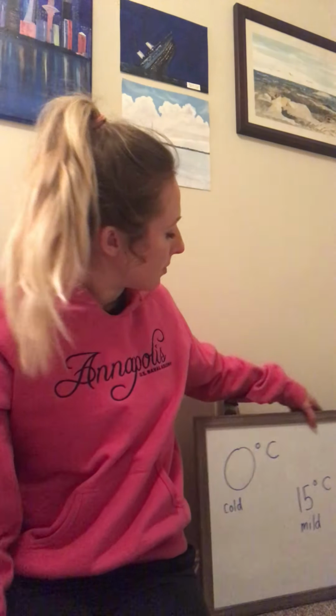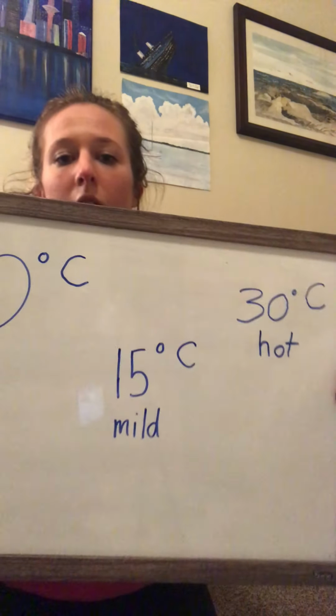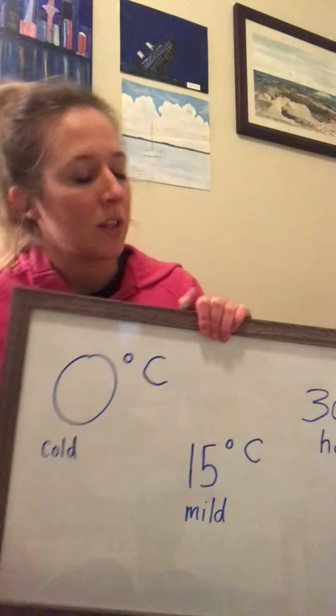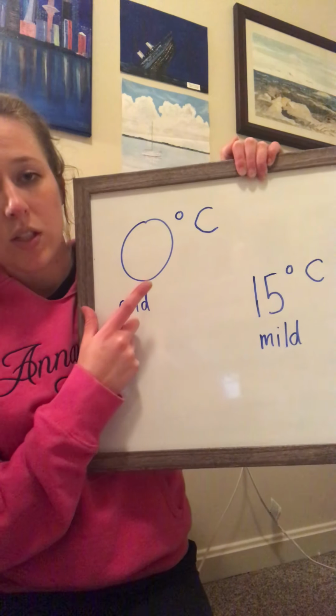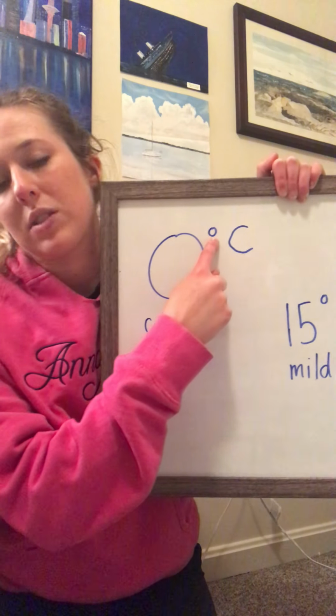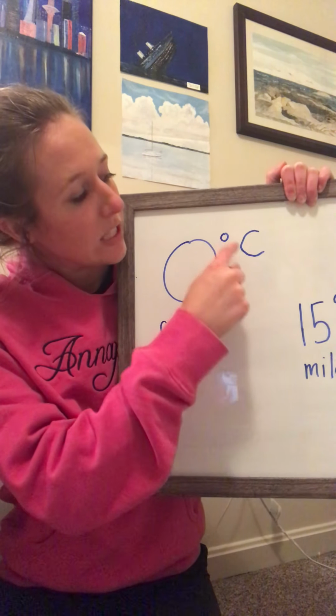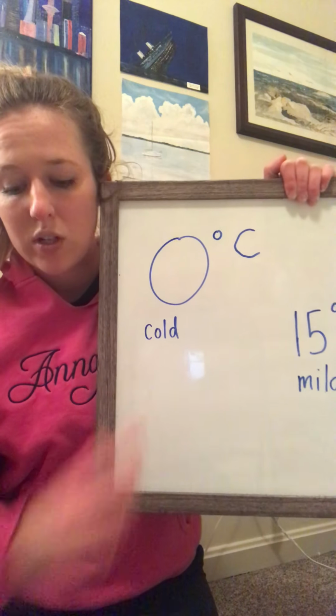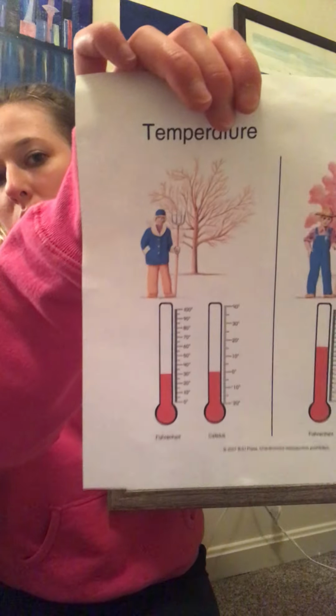So let's talk about those 3 different degrees. I have them right here on my board. And so the first picture we had was at 0 degrees, right? 0 degrees Celsius. The second one was at 15 and the third one was at 30. So the first one, 0 degrees, that little bubble right there, represents degrees. 0 degrees Celsius, that's how we read it. That represents a cold temperature. It's cold outside. The man has to wear a coat.